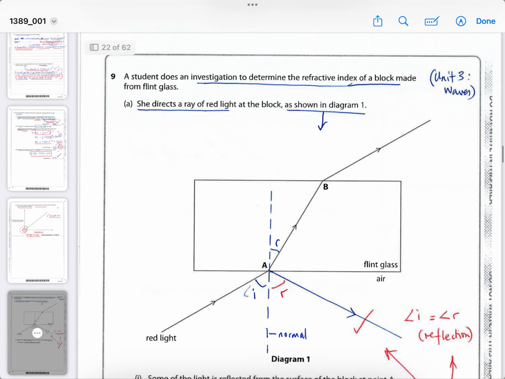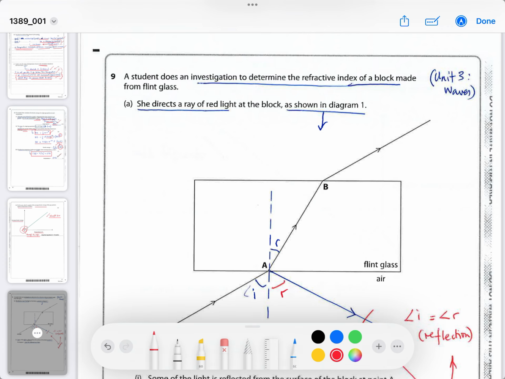Question 9 is on waves, ray diagrams, from unit 3 on waves. A student does an investigation to determine the refractive index of a block made from flint glass. She directs a ray of light at the block as shown in diagram 1. You can see where the ray is starting from at the bottom of the diagram, and it shows the direction that it's going in.